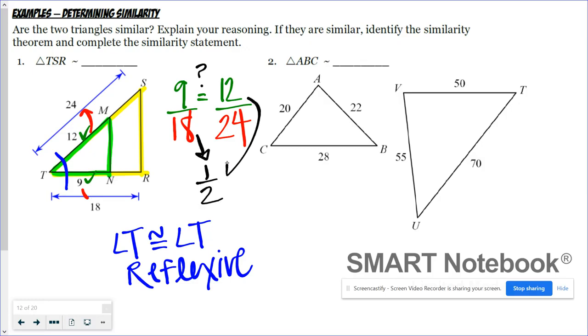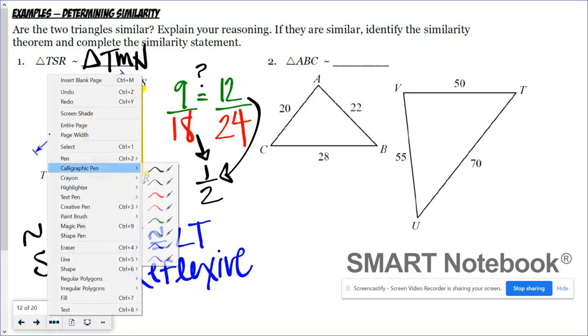And when I reduce 12 over 24, I get 1/2. Okay, so what this proves is that the corresponding sides are proportional. So I can say that, yes, these two triangles are similar by, and I've just proven, side angle side. Okay, and then to complete my similarity statement, remember order is important. T corresponds to itself, angle S and angle M, and then R and N.